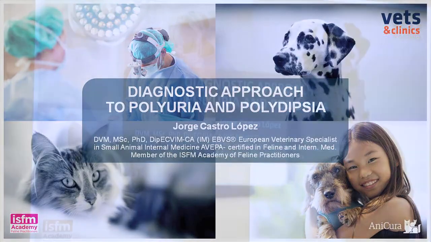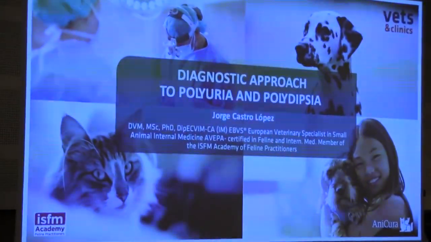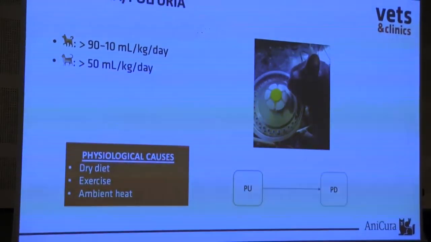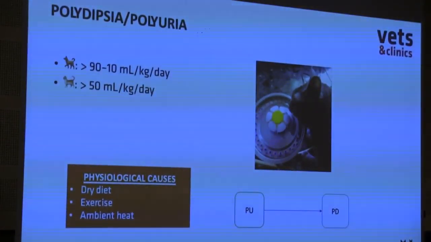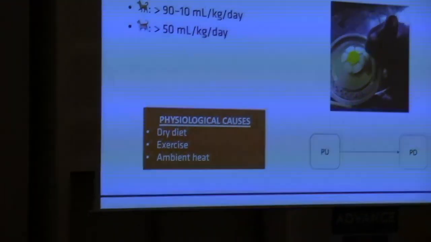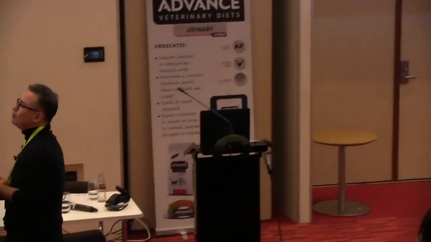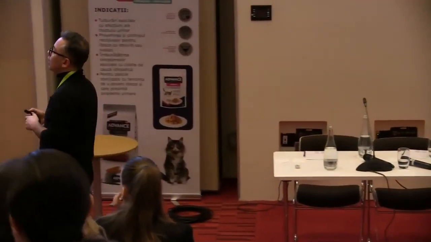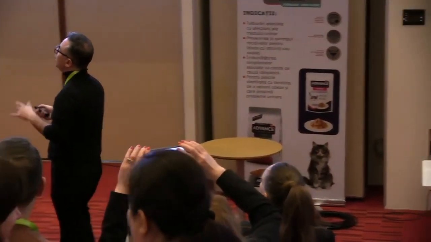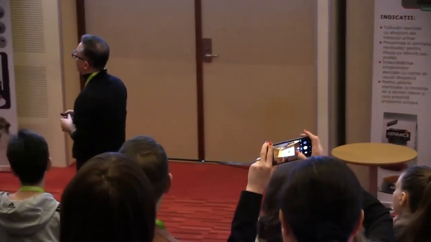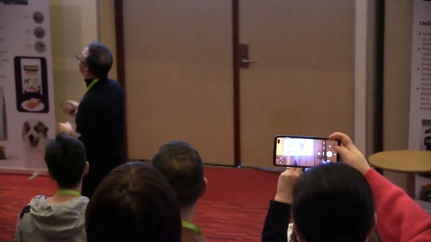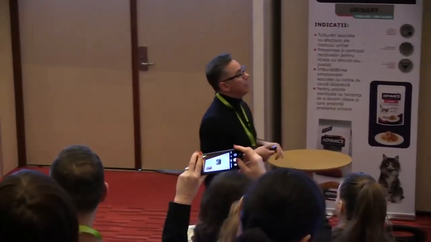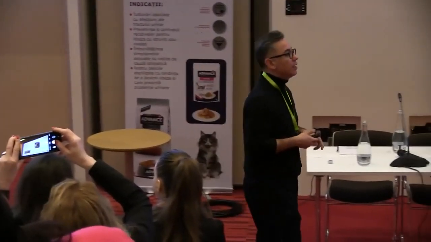The diagnostic approach to polyuria and polydipsia. I think this is the most common clinical sign that we can find in daily work. Okay, and we can confirm that the patient presents polydipsia when the dog is drinking more than 90 to 100 milliliters per kilogram a day, and a cat is drinking more than 50 milliliters per kilogram a day.